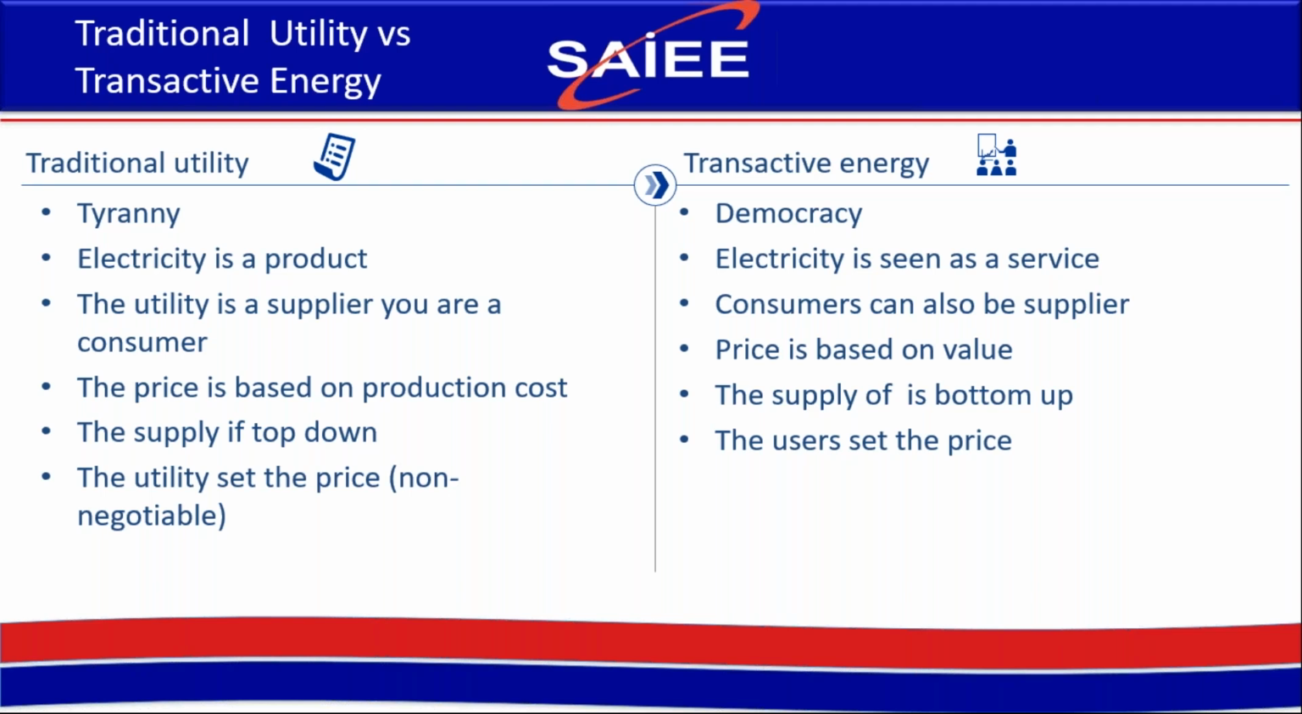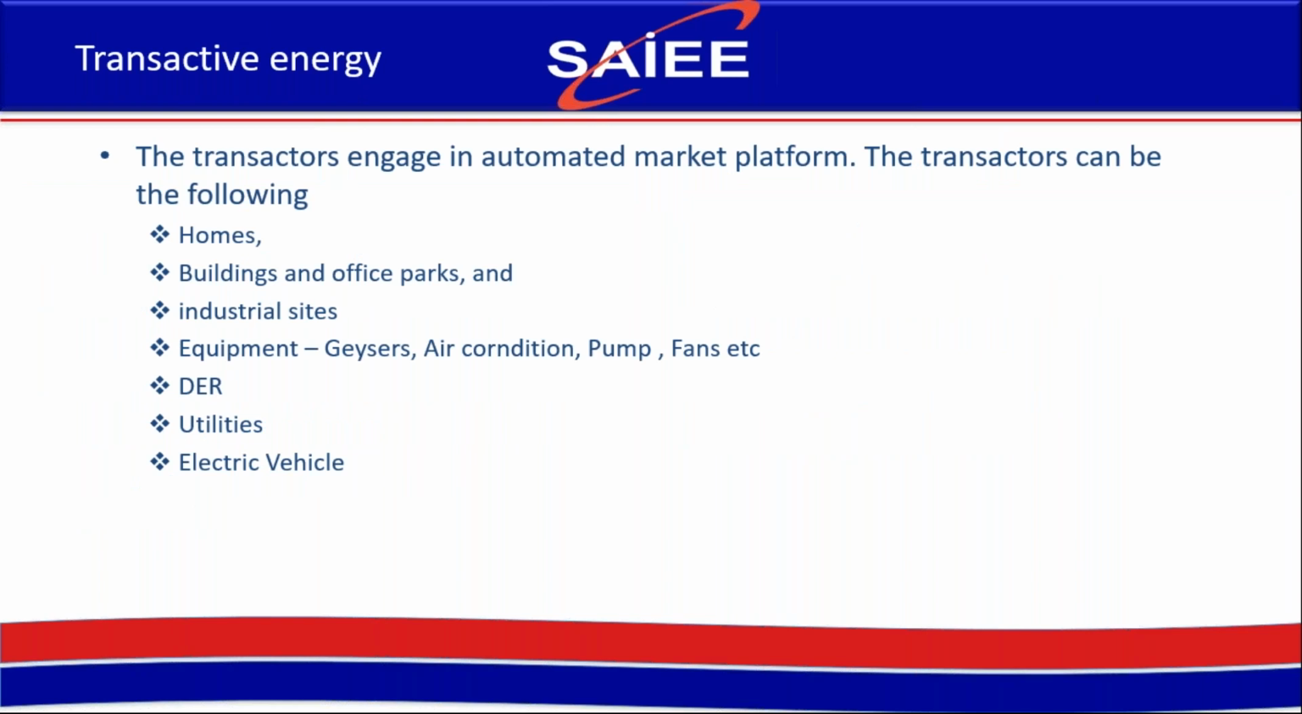In the traditional system, the utility sets the price, non-negotiable. There's no democracy, remember. On the other side, the users set the price. So the users can actually tell you how much they are willing to spend to get electricity from you. So this new system, like I said, is more democratic. So we are waiting for it.